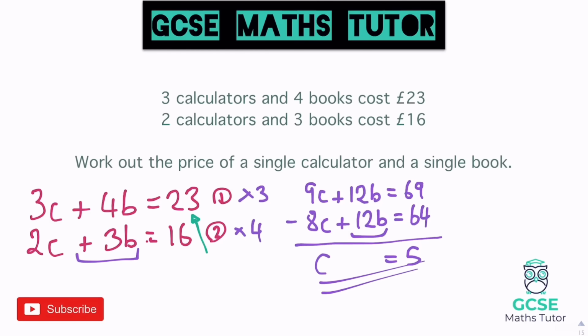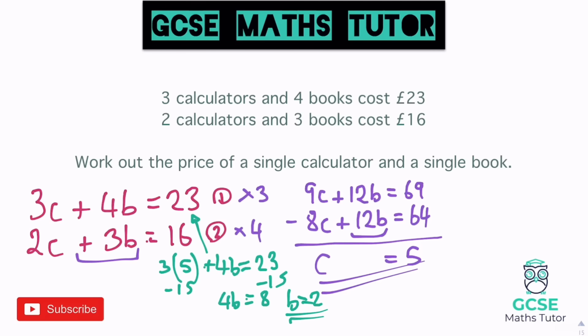So if C is 5, we have 3 lots of 5, add 4B, and that equals 23. Now 3 lots of 5 is 15, so we're going to have to take away 15 from both sides, and we get 4B equals 23 take away 15, which is 8, and then dividing that by 4, we get B equals 2. So our final answer there, we got C equals 5 and B equals 2. Obviously thinking about the context here, that was a calculator is £5 and a book is £2.